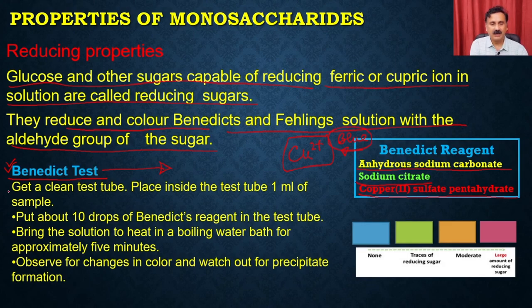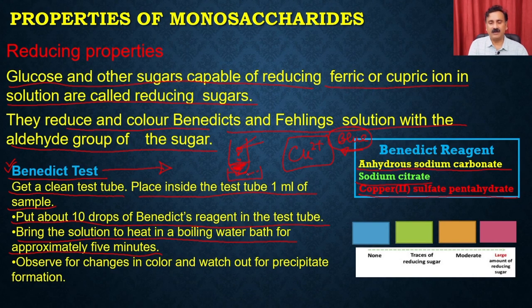So, what you have to do is take a clean test tube and place inside the test tube 1 ml of the solution. Whatever sugar solution you want to test, whether it is reducing or non-reducing, you take 1 ml of that solution. Then you put 10 drops of the Benedict reagent into the test tube. Bring the solution to heat in a boiling water bath for approximately 5 minutes. So you take this 1 ml sugar solution in the test tube, add a small amount of the Benedict reagent, and keep this in a water bath.